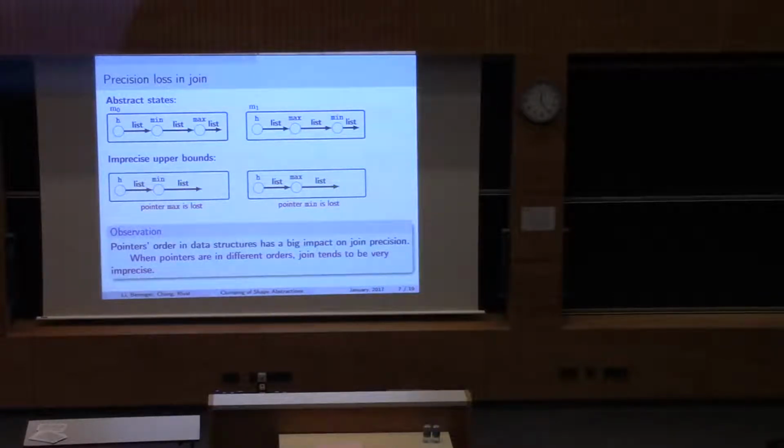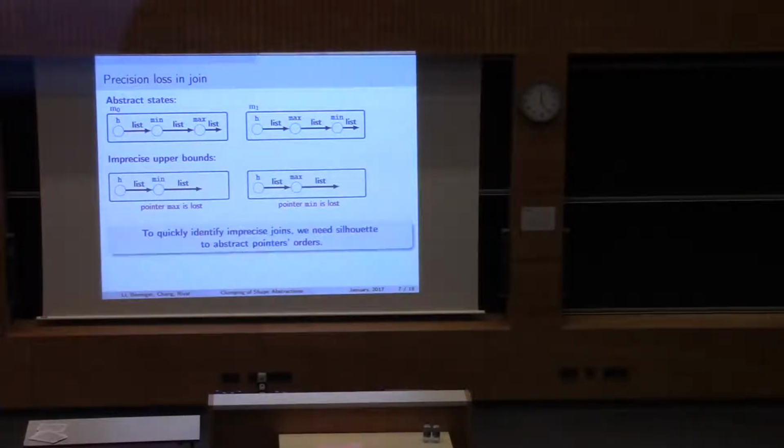We observe that the pointer order in the data structure has a big impact on the join precision. Thus, when pointers are in different orders, join tends to be very imprecise. As shown in our example, in M0 and M1, pointers min and max have different orders. Therefore, to quickly identify imprecise joins, we need silhouette to abstract the pointer orders.